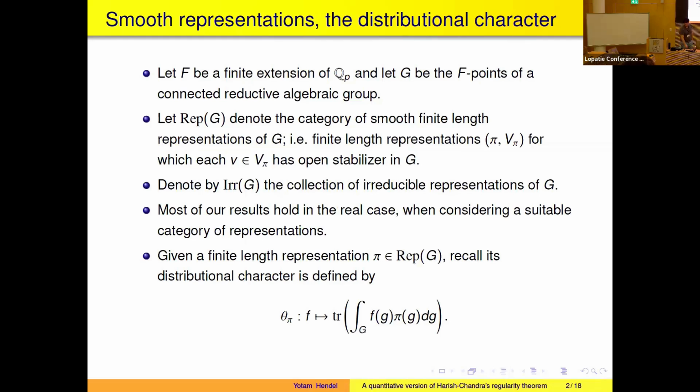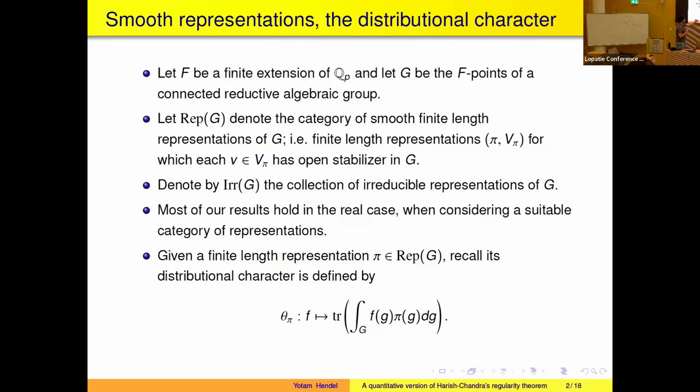Now, given a finite length representation, I can consider its distributional character. Usually a character is just a function, but here, if I have some Schwartz function f in S(G), then I can define it as written on the board. The idea is that after I average this operator pi(g) with respect to some nice locally constant compactly supported function, I get an operator between finite dimensional vector spaces, and this operator has a trace, so this is meaningful.